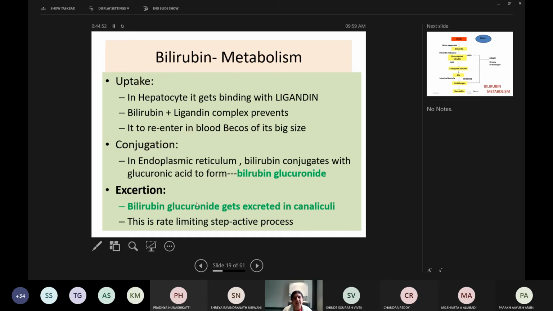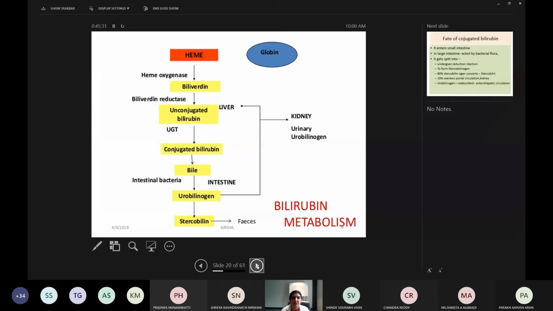These uptake, conjugation and excretion steps are all in the hepatocytes. Don't get confused: excretion here does not mean into the kidney. This excretion means from the hepatocytic intercellular canaliculi to the hepatic duct and the gallbladder. This is a rate limiting step. Whenever you study any chemical reaction, you have to remember the rate limiting step. If this step is affected, the whole process of synthesis will be affected.